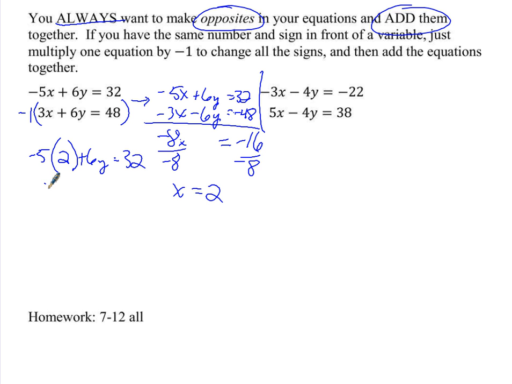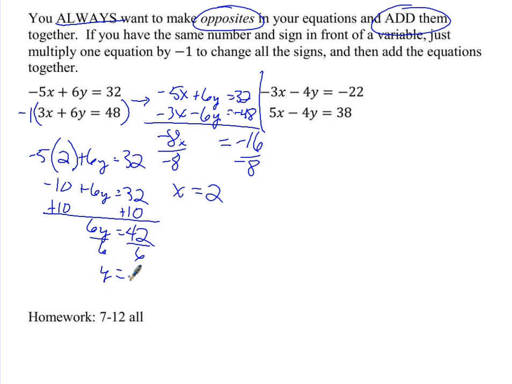And then I have -10 plus 6y equals 32. Now what? Yeah, we're going to add 10 to both sides. And we have what? 6y equals 42. So now we divide both sides by 6. And what's 42 divided by 6? 7.